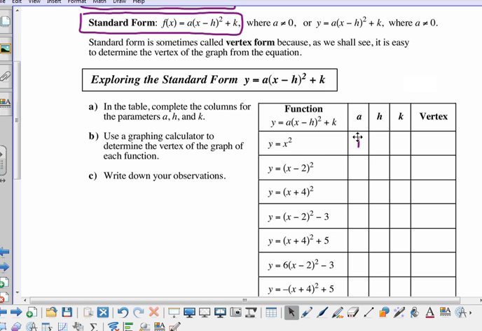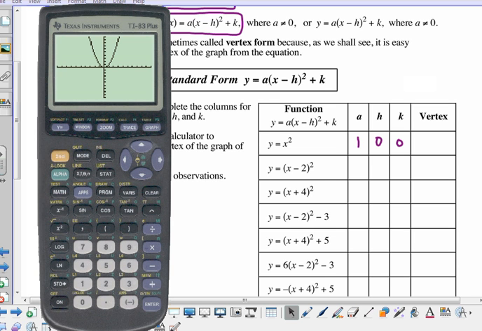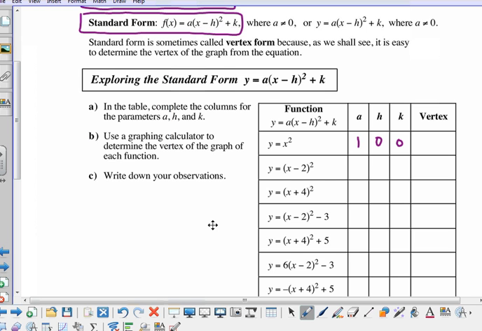Now it says h and k. Just looking at it, is there an h or is there a k? No, so they're both 0. And interesting enough, when we look at our graph, what's the vertex? 0 and 0. Do we even need to calculate the minimum value, or can you figure it out just by looking at it? Yeah, 0, 0.